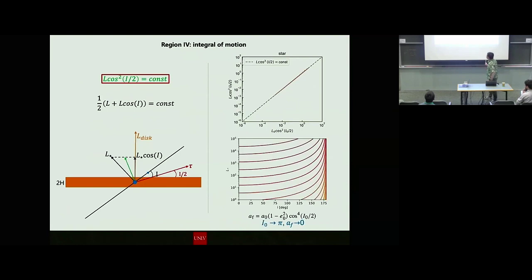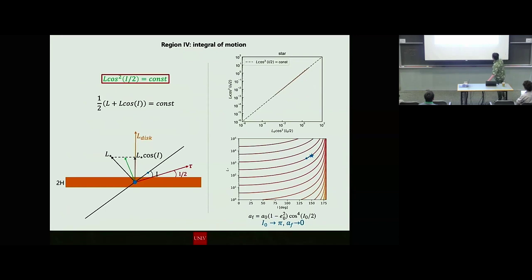We find that this is a very good approximation. And this has a very important implication. So if we plot this integral of motion in this inclination-angular momentum plot, you will find that the orbital evolution basically follows these contour lines. And if you have a very highly inclined retrograde orbit, you will find that the angular momentum will be decreased by several orders of magnitude during the disk-star interactions.